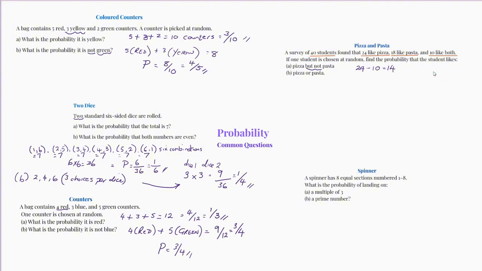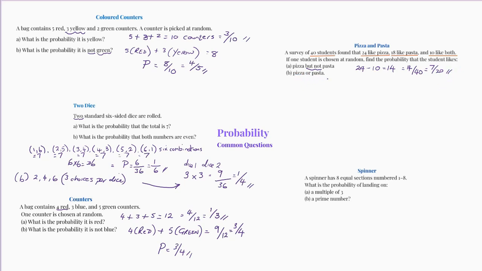Put it into a fraction. So to find the probability, we've got 14, and it's out of 40 students. Can we simplify it? Yes, we can. 2's into 14 goes 7, and 2's into 40 goes 20. And it can't be simplified any further. So pizza, not pasta, is 7 over 20.